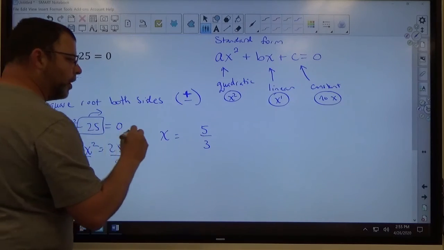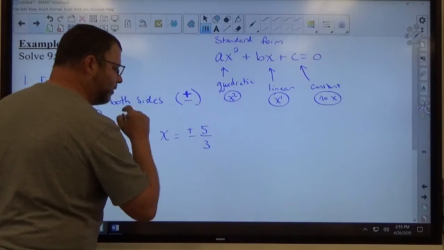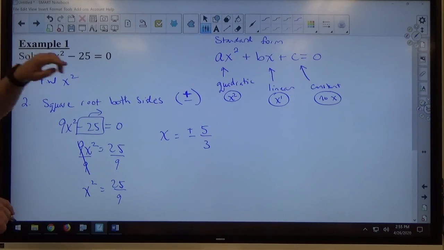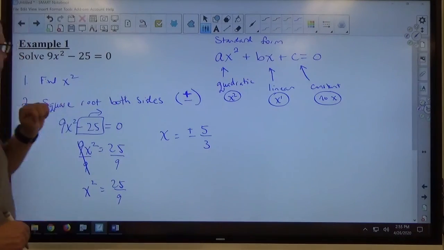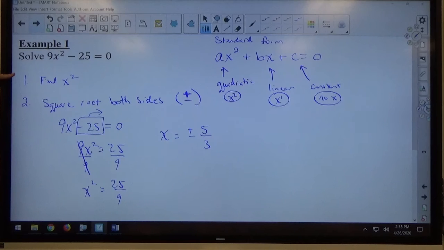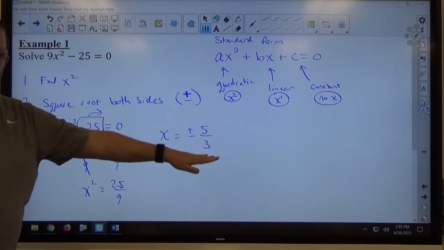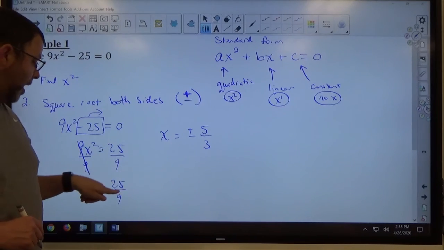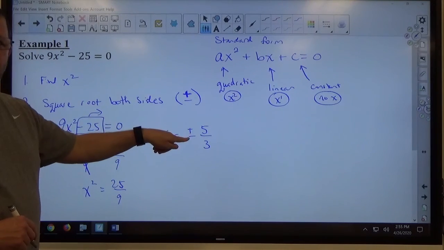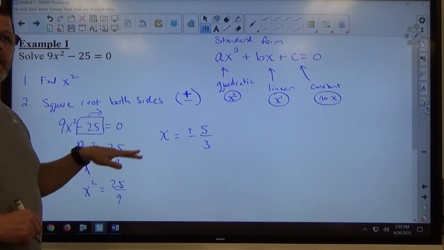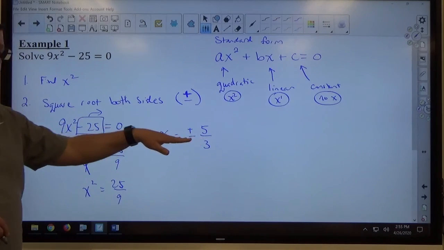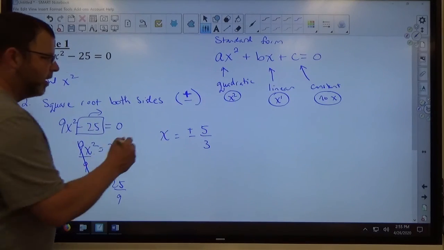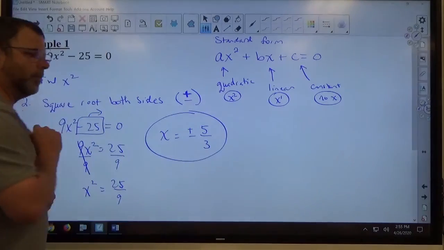But when you square root things, you must get a positive or negative square root. So very important when you're doing this no linear term process. X squared first, square root both sides, put a plus or minus in front of the number. Because negative times negative 5/3 will make positive 25/9. Positive times positive 5/3 makes positive 25/9. Either a negative or positive number here squared is going to make this positive value. So make sure that you put the plus or minus to get both answers to that question.